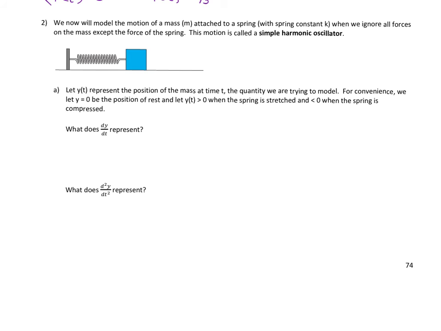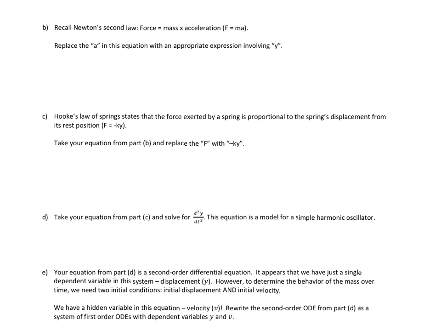So if y represents position, then dy/dt represents velocity. And the second derivative, d squared y over dt squared, represents acceleration. So remember, Newton's second law says force equals mass times acceleration. We want to replace the a in this equation with an appropriate expression involving y. So instead of a, acceleration, I'm going to write the second derivative. So F equals m times d squared y over dt squared.